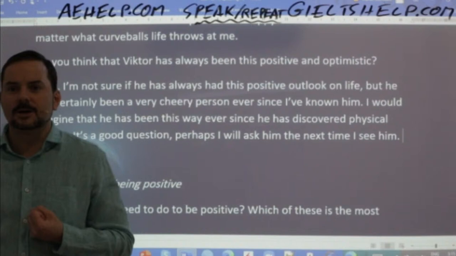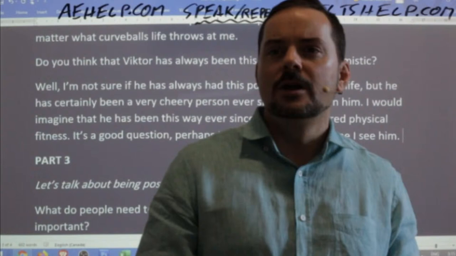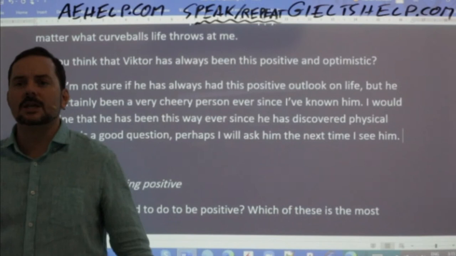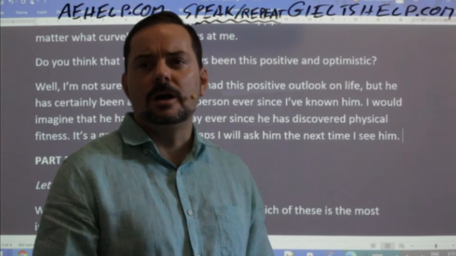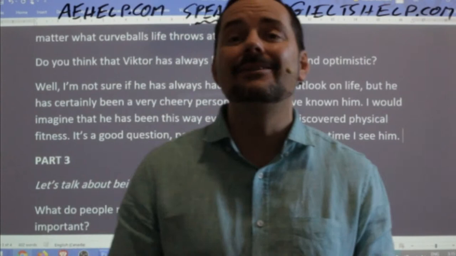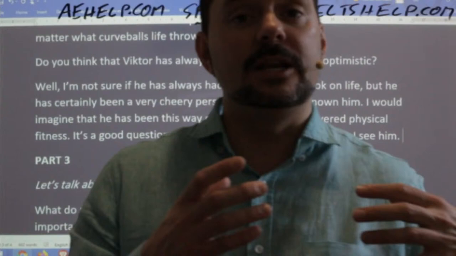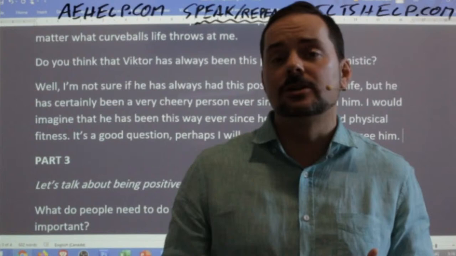Van Nguyen says, "No, in fact, he shared his past experience about struggling with depression. He has gone a long way to achieve this positive outlook in life. He started to look on the brighter side of life through his fitness journey." Van Nguyen, I love that answer. It's very clever, okay? So you answered with a no and explained that he was a depressed and sad person and that he found his positive attitude through physical fitness. That's very clever, okay? I like it.